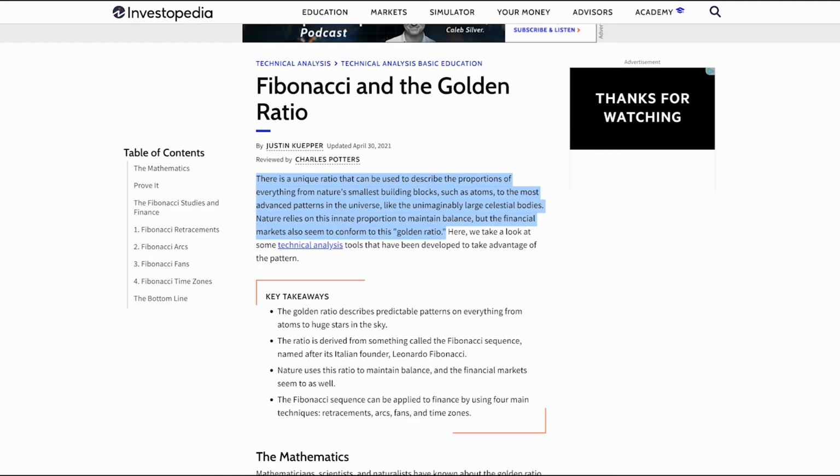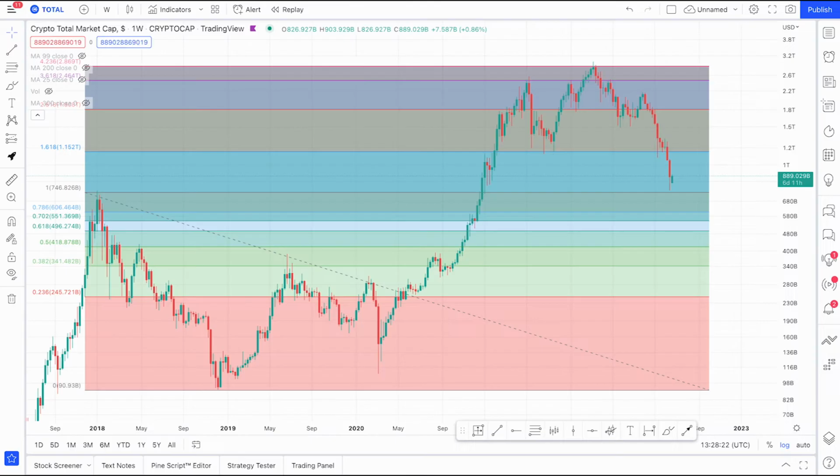And this sequence actually occurs in nature. This is a numeric ratio that can be used to describe the proportion of everything from nature's smallest building blocks, such as atoms, to the most advanced patterns in the universe, like unimaginably large celestial bodies. Nature relies on this proportion to maintain balance, and the financial market seems to conform to this ratio. And that's why the examples I gave you came out to play.